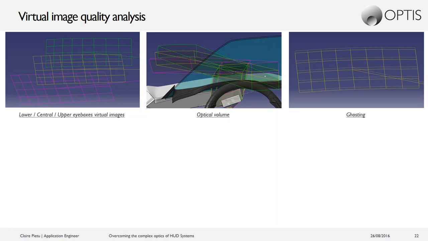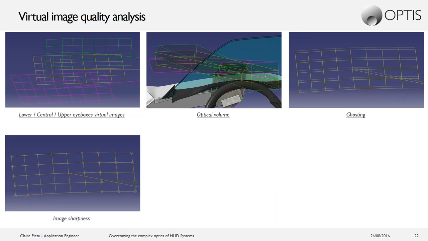The ghost's image is another very important point. Here you can see the main image and then the ghost image, and we can measure the difference between the two. Then we have the image sharpness. Here you can see the spot size, so that lets you see how blurry your image will be.